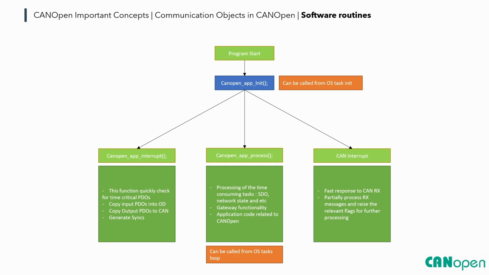So the CAN app process or CAN app interrupt takes care of the processing of those receptions, to be exact. Yeah, that's it. If you have an RTOS, you can call this app init in your task init, and then you can call this app process in your OS task loop. Okay, so that's the idea.